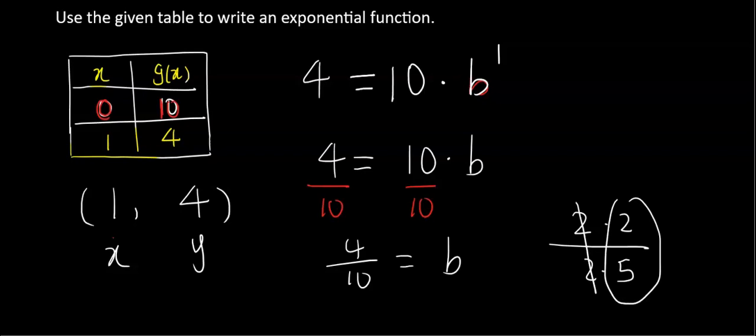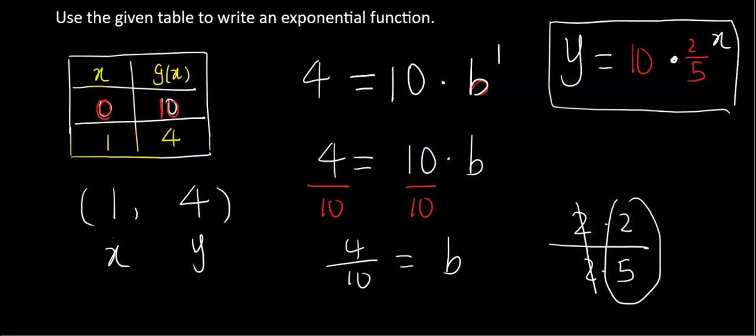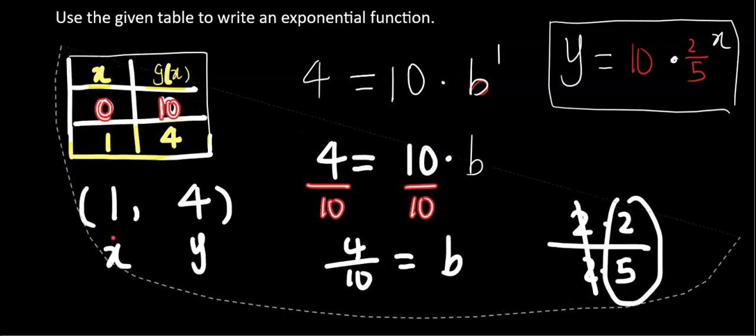Now, back to building the house. Remember the house you want to build looks like this. And now we finally can finish our construction work. a is 10. b, we just found out, is 2/5. What a beautiful exponential function you just finished writing. y is 10 times 2/5 to the x power. Great job. And do not leave because I'm going to give you another practice. See if you can finish that all by yourself.